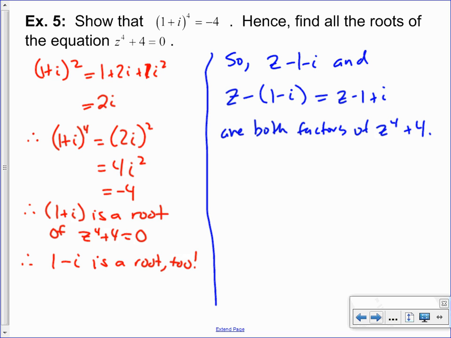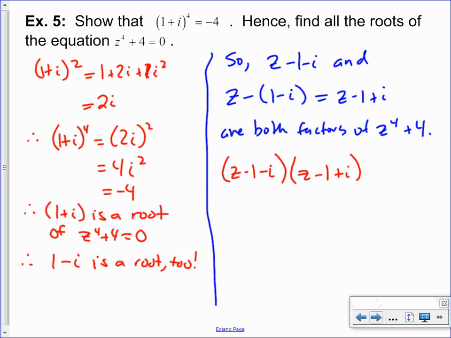To find the other 2, we need to find another quadratic. So you go Z minus 1 minus I times Z minus 1 plus I. Since these 2 are roots, go ahead and FOIL them out and make them the quadratic, and then we're going to find the other part of the quadratic to find the other 2 roots.